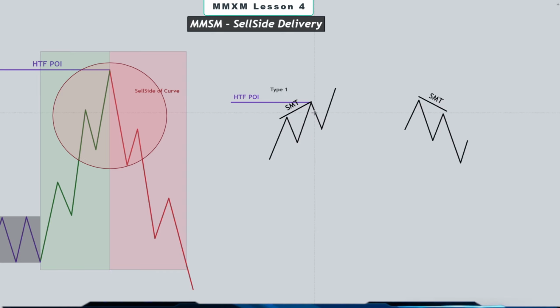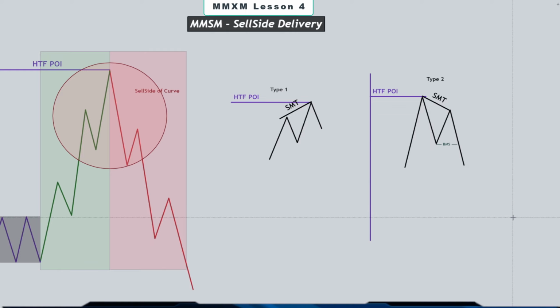We want to see that one asset is creating higher highs and another asset is creating lower lows. So that way we can utilize the inversely correlated assets, or as I said, the type 1 and the type 2, we can look into the correlated asset. So that will give us some extra confirmation. I hope that part is clear.